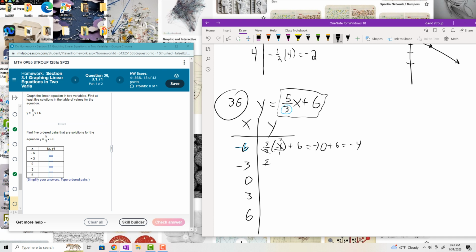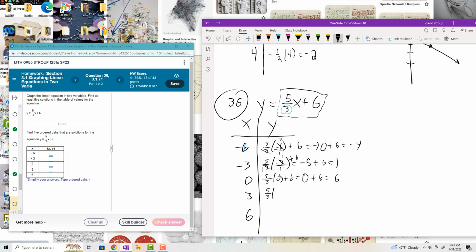Okay. So then we got 5/3 times -3. And think of it as -3/1 if you wish. So the 3's will cancel, and I'll get 5 times -1 all over 1. So that would be -5. And that, whoops, I forgot the plus 6. Plus 6. That'll be +1. Plugging in 0, I have 5/3 times 0 plus 6. That'll be 0 plus 6, which is 6.